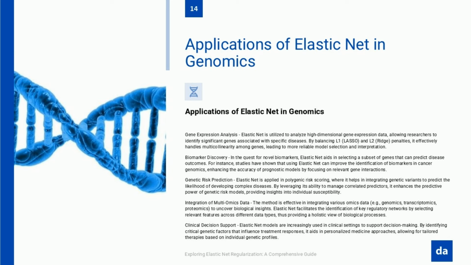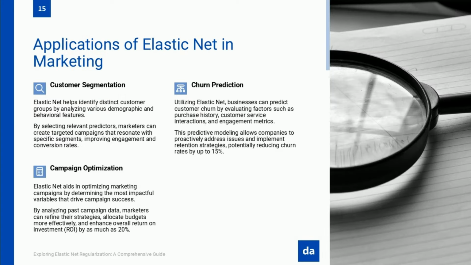Genomics isn't the only field being transformed by Elastic Net. Next, we move into marketing, where businesses use it to predict customer behavior, optimize campaigns, and turn data into profit. Marketing today isn't just about catchy slogans and flashy ads. It's driven by data. Every click, every purchase, every interaction generates valuable insights.